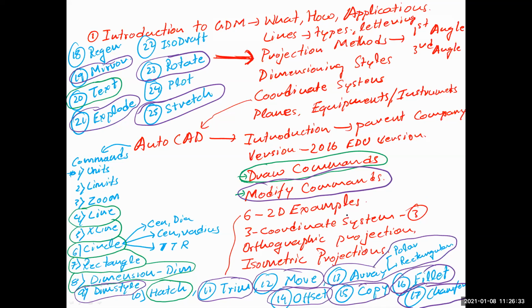So if in the examination or viva it is asked to list any 5 modify commands, then you have to write trim, move, offset, array, copy, fillet, chamfer, explode, mirror, rotate, stretch, as you can see here on your screen. So these are the things that we have studied till now. Just to revise and brush up on what we have studied, I have written all these things.